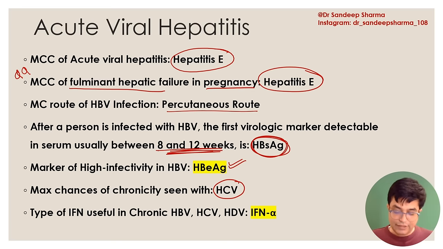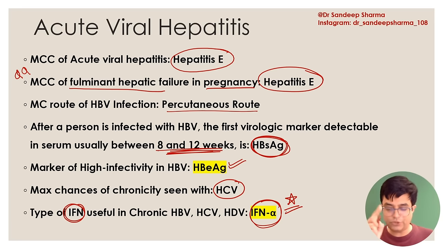And type of interferon. Now, I hope you know that hepatitis A and E are not chronic, but B, C, D can be chronic. So if chronic infection occurs, we need to use multiple drugs and interferons are commonly used. Which type of interferon is used? There are 3 types of interferon: alpha, beta, gamma. In these conditions, single or in combination, which interferon do we use? Interferon alpha. Potential MCQ point, added to your notes, right?